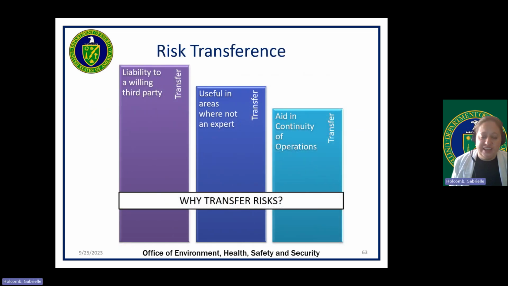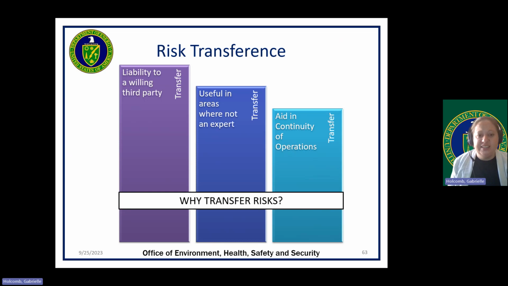Risk transference is handing risk over to a willing third party. This is often completed by means of a contract. And why might an organization transfer risk? There are maybe a couple of different reasons, but it could be to transfer liability to that third party, to transfer risk in areas where the organization may not be an expert, maybe they're not an expert in payroll or other services, or to transfer operations or processes that may aid in continuity of operations in the event of a natural disaster or other supply chain risks, such as what occurred during the pandemic.